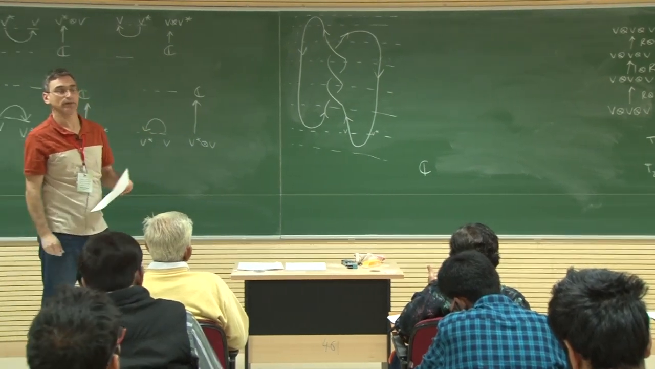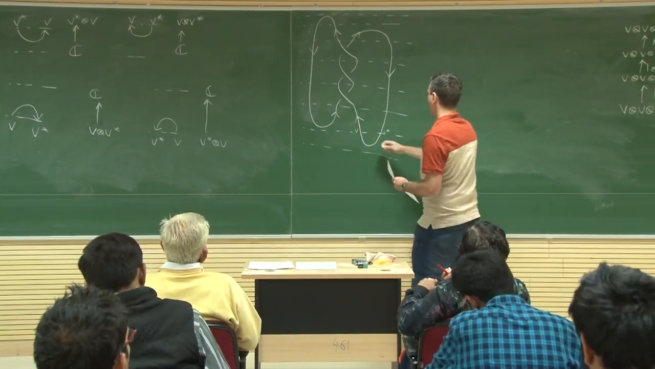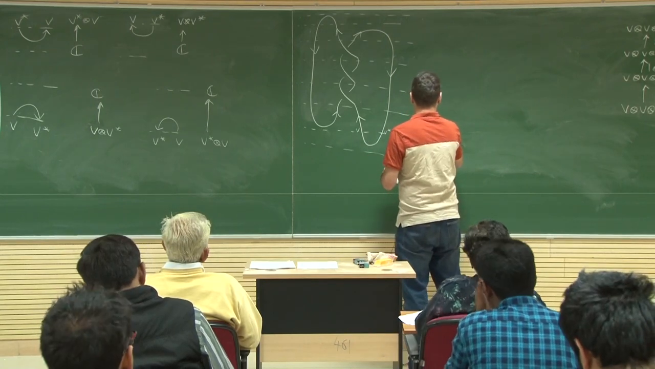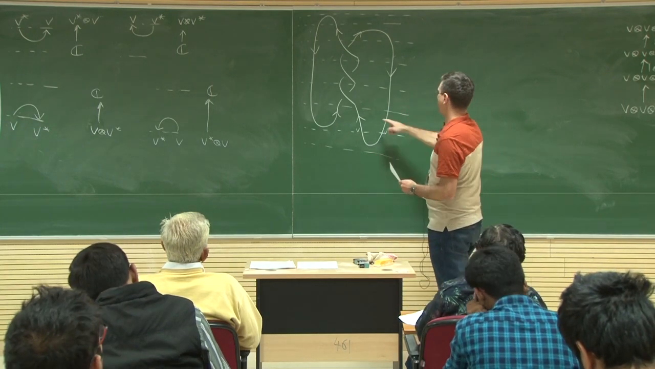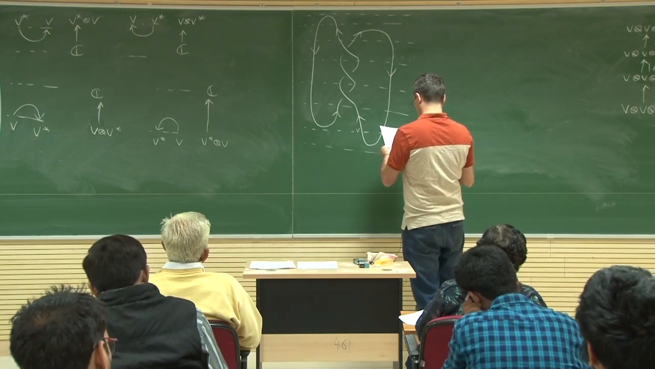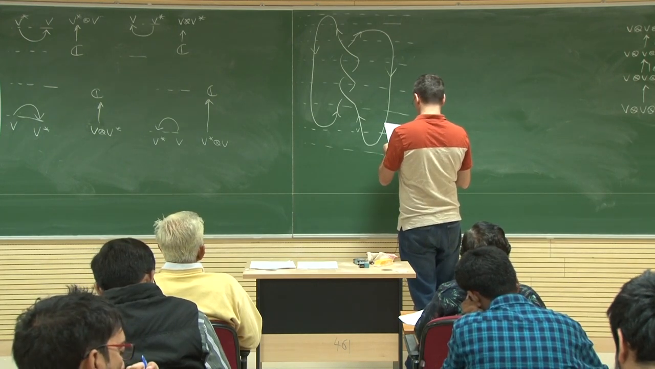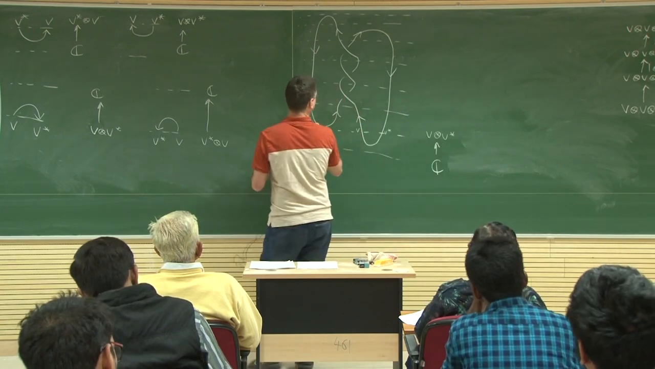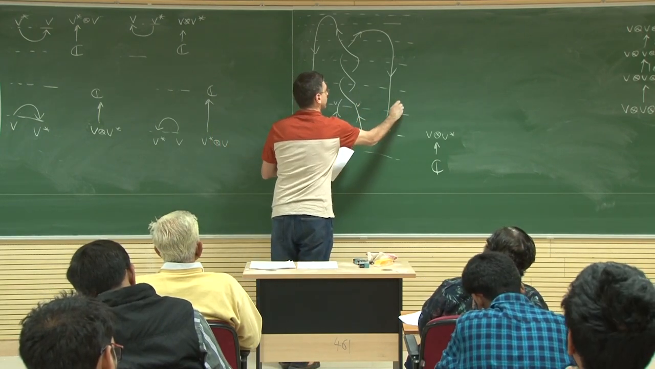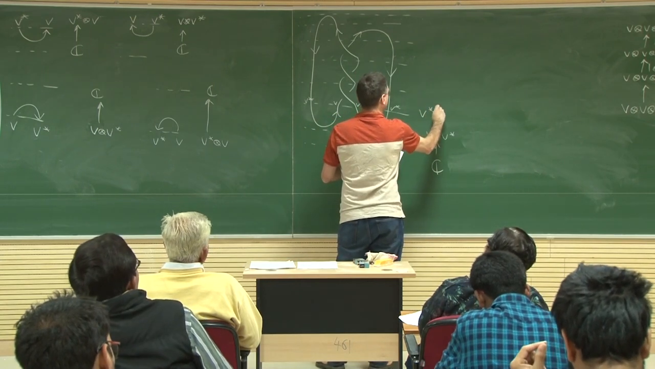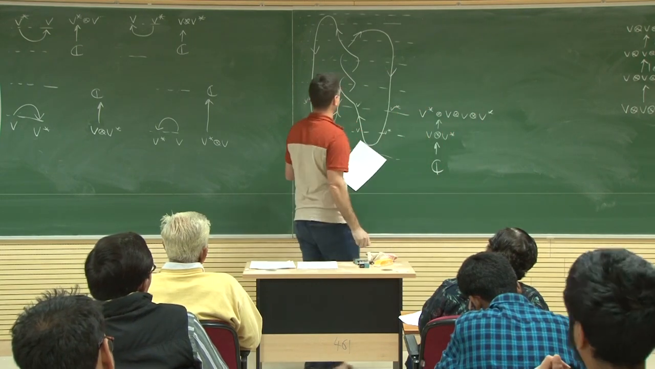All right, so I need an orientation on my link diagram. So I start here with nothing. Nothing is C. Then I go to this fellow here, which is V tensor V star. So at the next level, this is a V star, this is a V, this is a V, this is a V star. So up here, I've got V star, tensor V, tensor V, tensor V star.